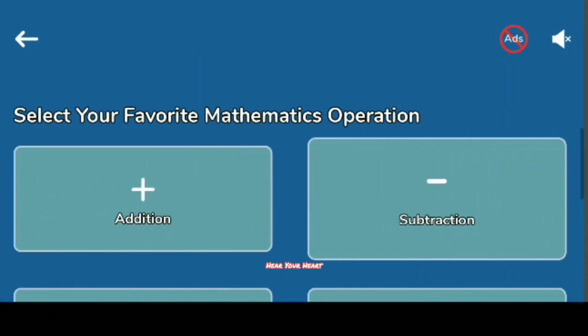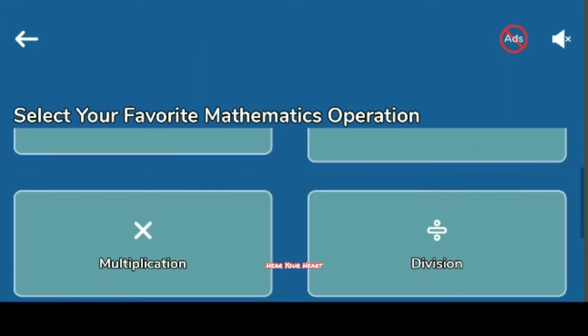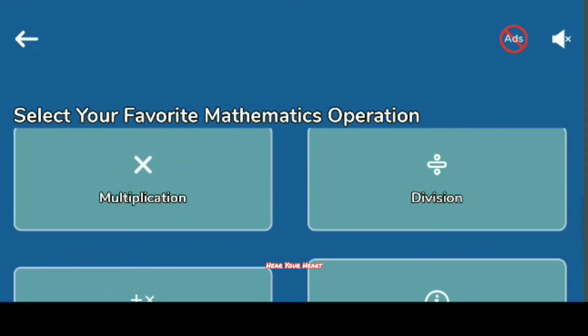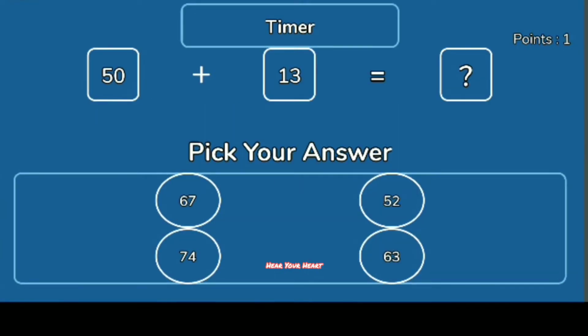So let's go to basic calculations. Here you have addition, subtraction, multiplication, division, and all operations together. That means all these four you will be getting in a jumbled manner. And another tab is for high scores. Let us see how it works.